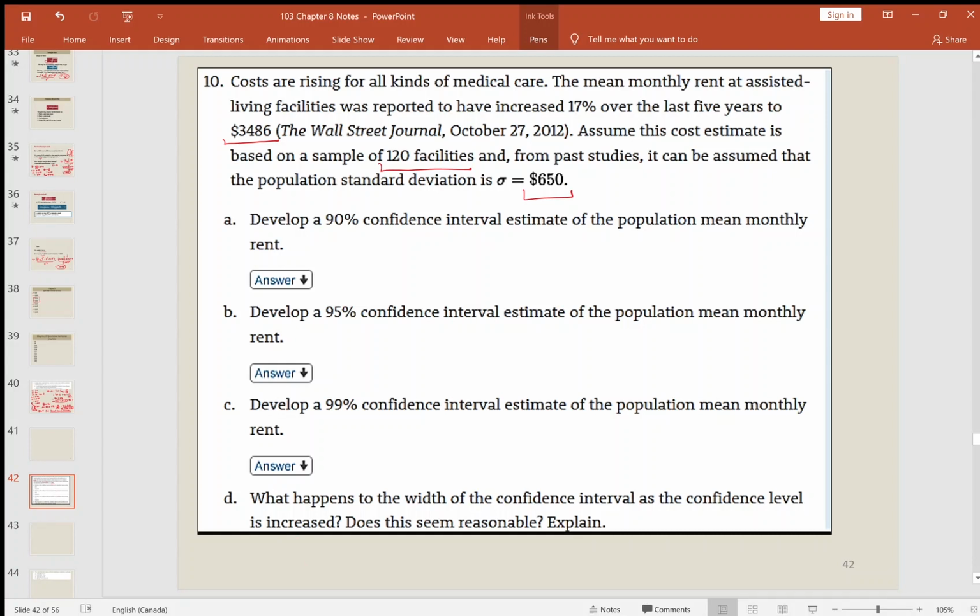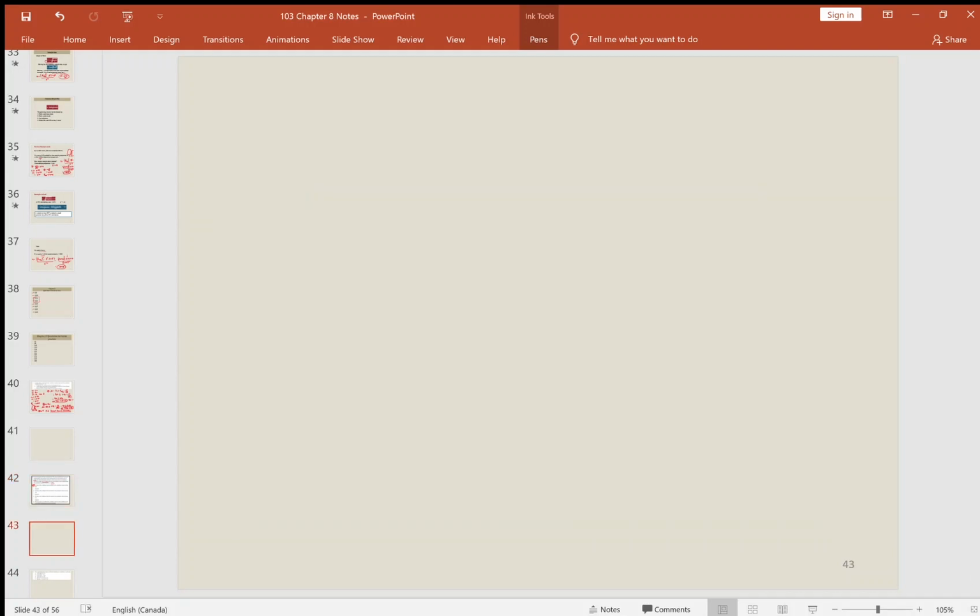Okay, the answers to this question are already given in the solution set. So what I'm going to do is part A, and then I would suggest that you do parts B and C on your own and compare your answers with the answers that I'm going to give you, and we'll see what is the effect of increasing the confidence level on the width of the interval. In this question sigma is given, so we will use the Z formula.